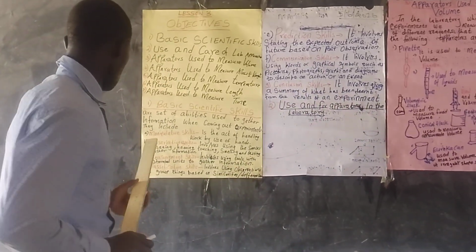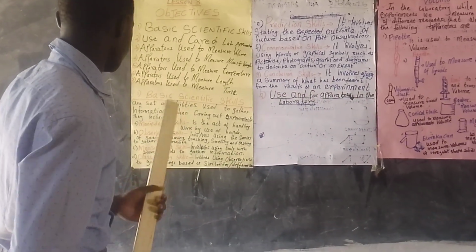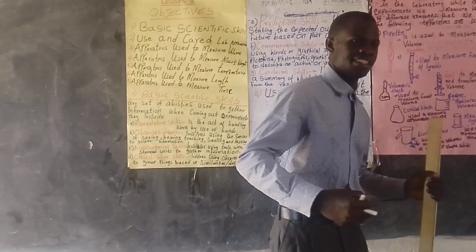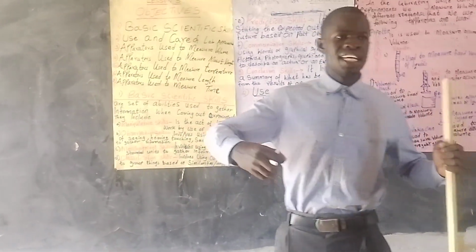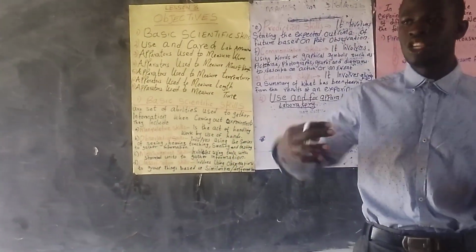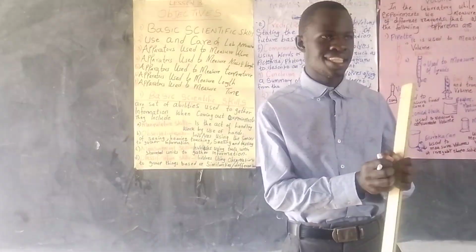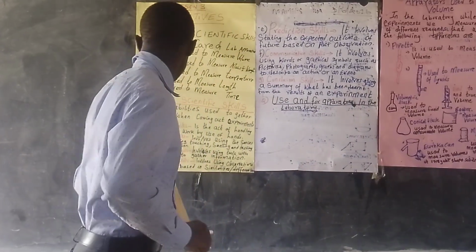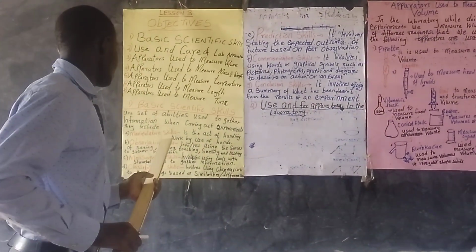To begin, when we talk about manipulative skills, we say it is the act of handling work by use of hands. When we measure the length of a book, or when we connect a circuit, we use the work of hands. That activity that we do, we use the skill called manipulative skills.